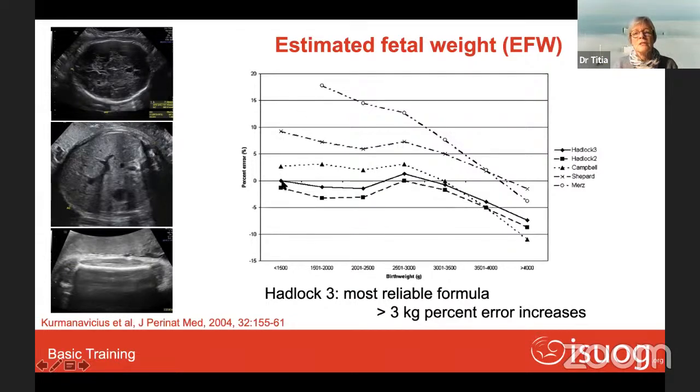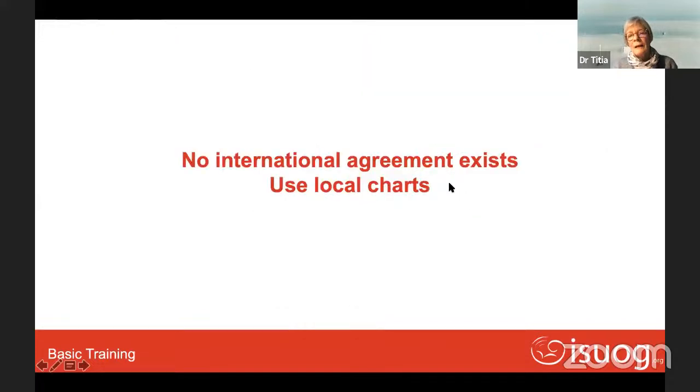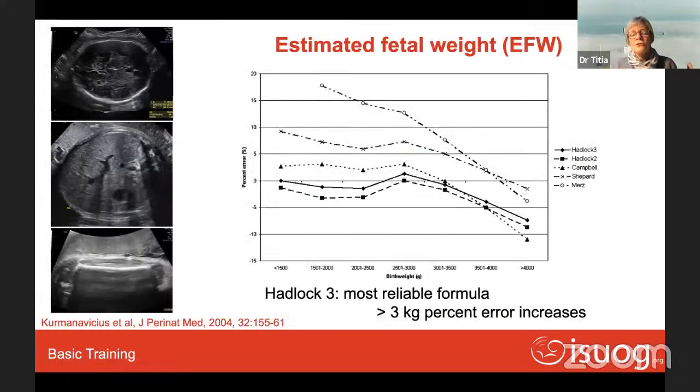And you can see that the percentage of error of this graph is really sort of around zero and within 2% of zero until you get beyond 3 kilograms, then all of a sudden it will get more errors. So beware, try to use the Hadlock 3 to estimate the fetal weight, but beware that if you go beyond 3 kilograms, you may have more errors, but that is purely because it probably gets more difficult to get the measurements. But then again, you also are probably in the safe area for a fetus.